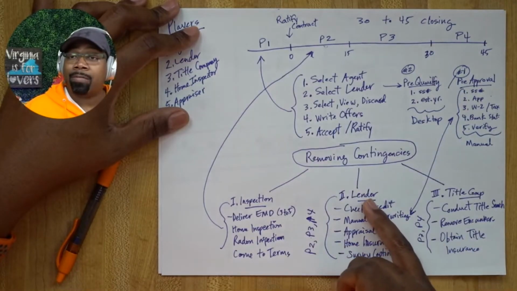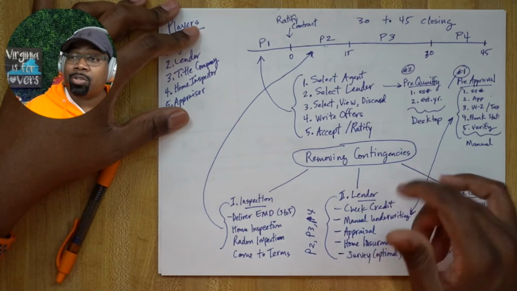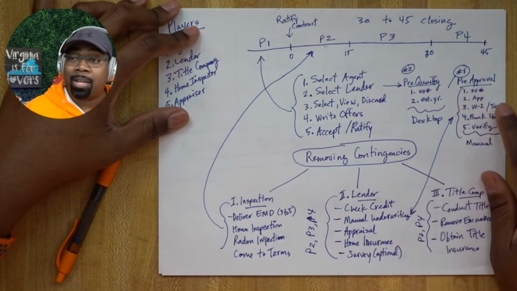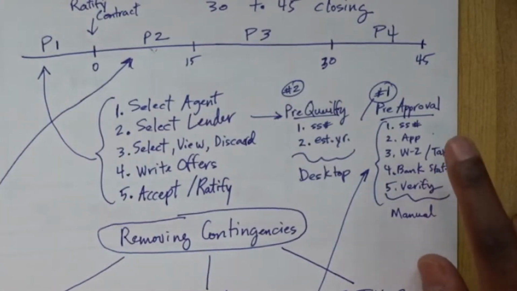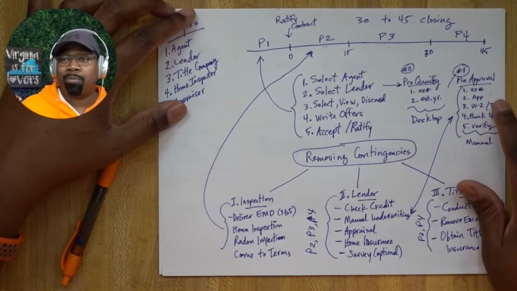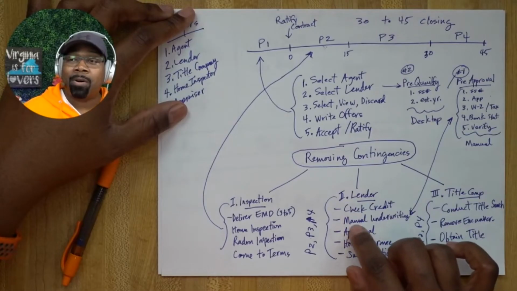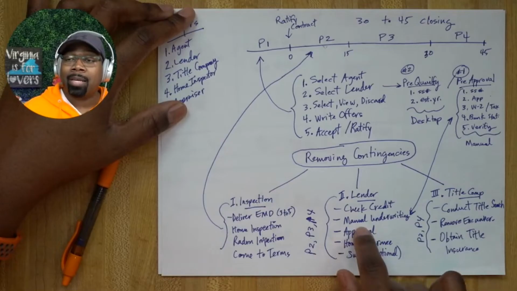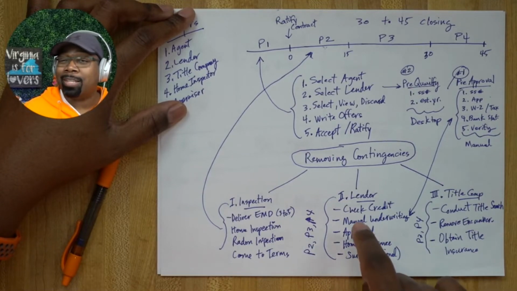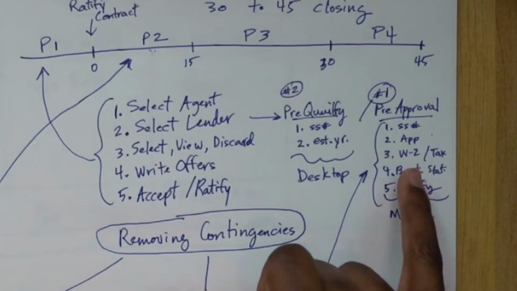Now, in the lender phase of removing the contingency, the lender is going to do the same thing that I already recommended that you do for your pre-approval. If you do have an official pre-approval where they've done all these items, this part of the process is super easy, because what they're probably going to do here is just ask you for updated bank statements, right?